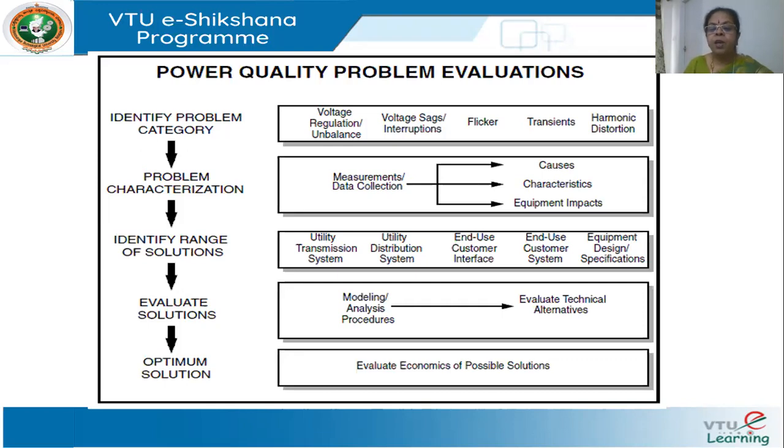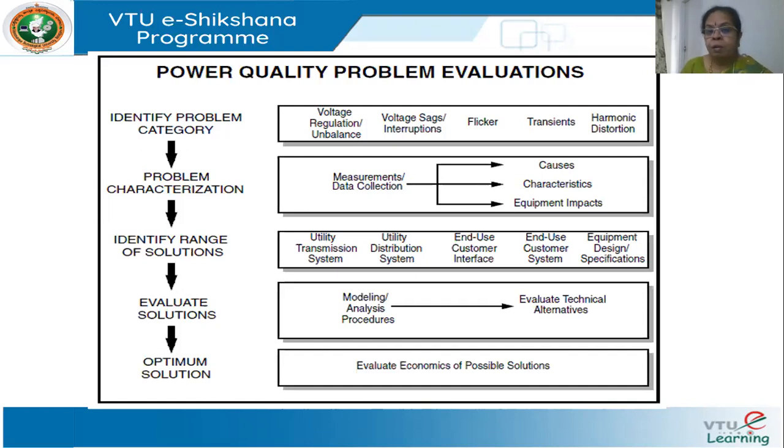Okay, the end use consumer system, what kind of a system do they have? Do they have an automated system? Do they have a manual system? What kind of energy meters do they have? Do they have advanced metering infrastructure? Do they have smart meters? So what is the system the consumer has? And finally, what are the equipment design and specifications?